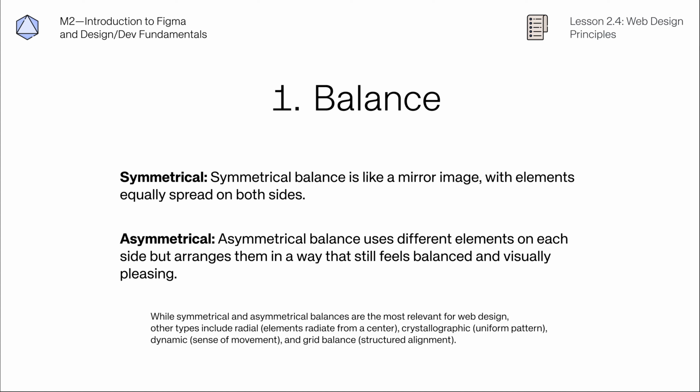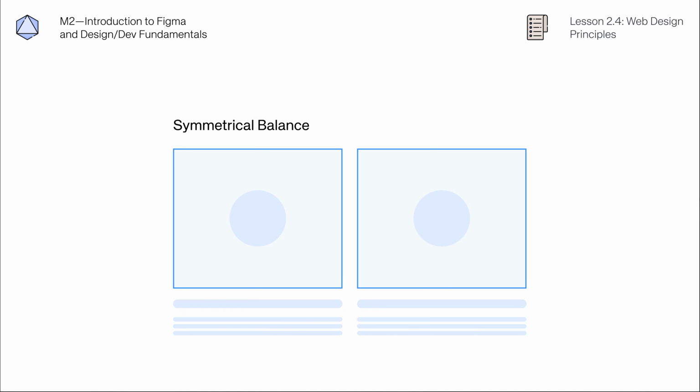So let me give you an example of each, right? So for symmetrical balance, imagine a web page with two columns. On the left, there is an image of a product, and on the right, there is an equal size image of another product. Below these images, there are two blocks of text with descriptions of the products, aligned perfectly under the image. This creates a mirror-like effect, making the design look formal and balanced.